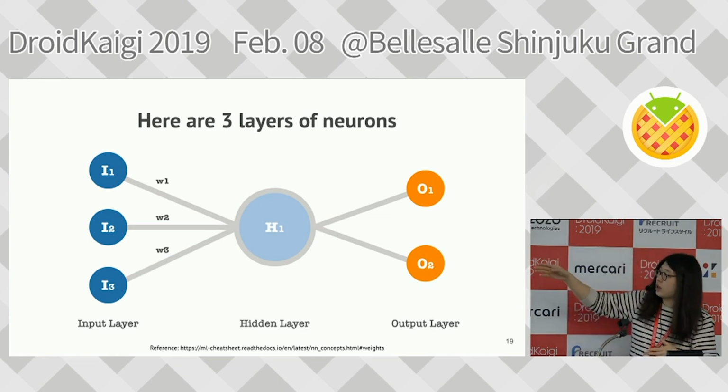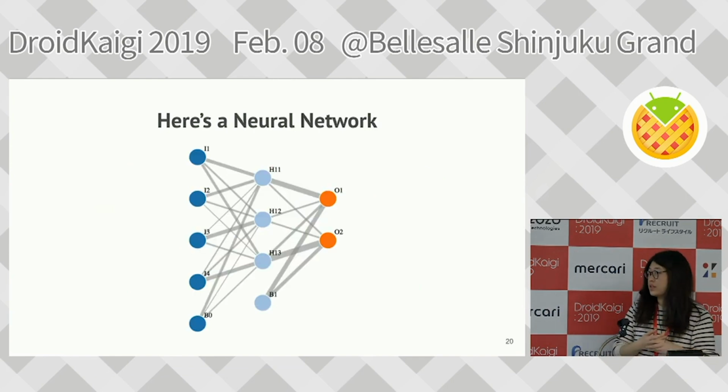And here is a layer. It's a layer of 3 neurons. When we talk about neural networks, that's how it works. You have different layers of neurons.